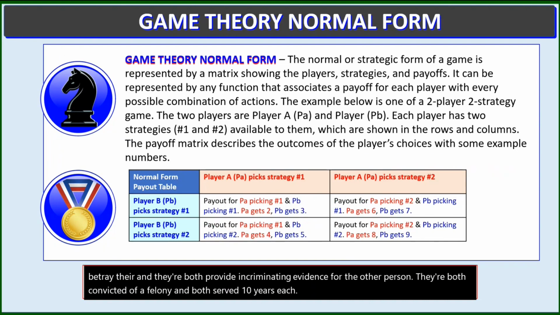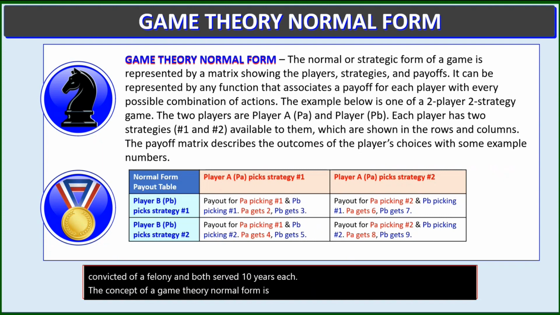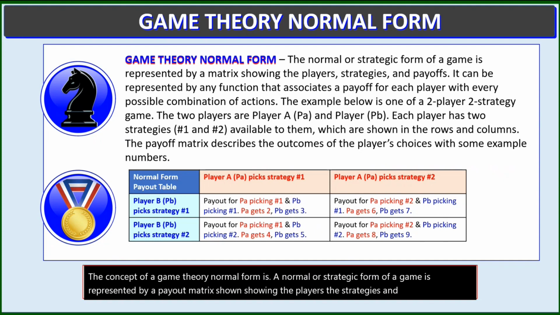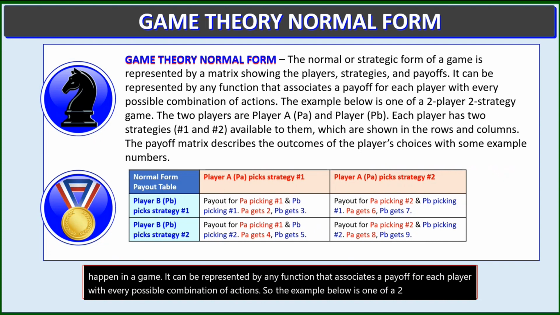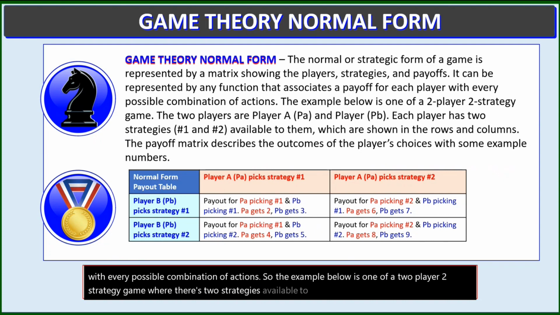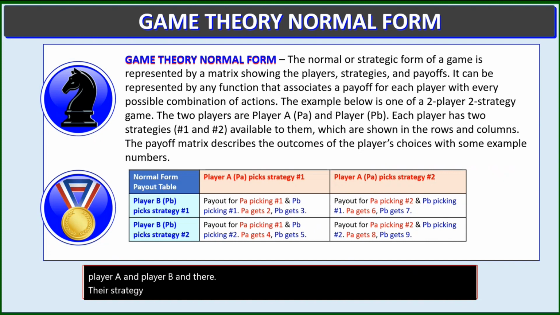The concept of a game theory normal form: a normal or strategic form of a game is represented by a payout matrix showing the players, the strategies, and payoffs that can happen in a game. It can be represented by any function that associates a payoff for each player with every possible combination of actions. So the example below is one of a two-player, two-strategy game, where there are two strategies available to each player, and there are two players, player A and player B. And their strategies are shown in the rows and columns. This payoff matrix describes the outcomes of the players' choices with some example numbers.